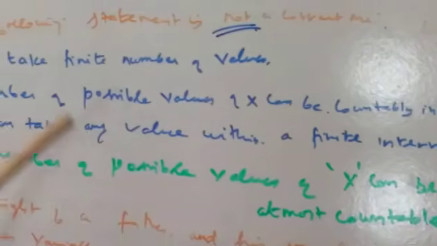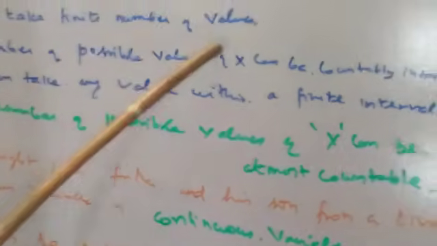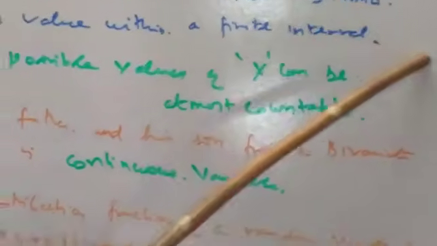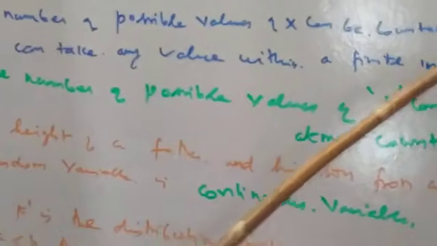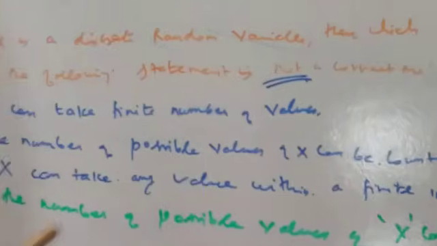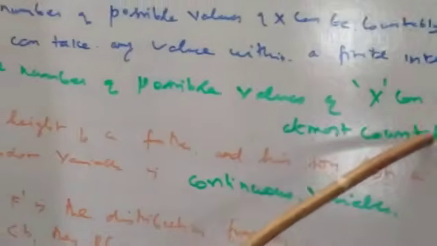X is a discrete random variable. X can take a finite number of values. This is a discrete case. The number of possible values of x can be countably infinite. This is also discrete. X can take on any value within a finite interval. This is the continuous case, so indirectly they are asking whether you know the meaning of the continuous random variable. The number of possible values of x can be at most countable. This is the correct answer.